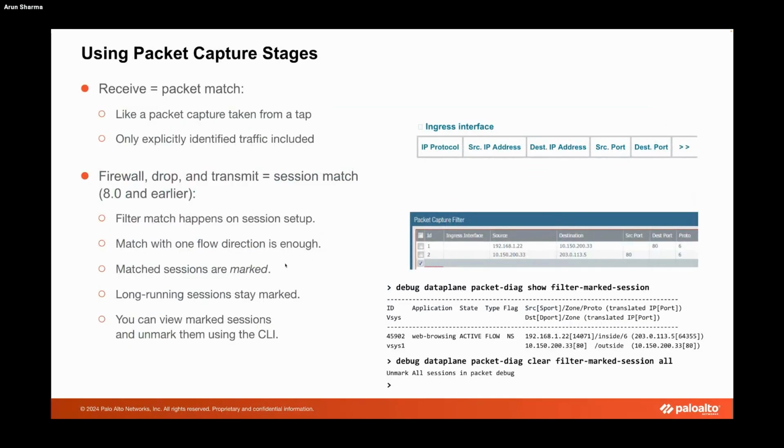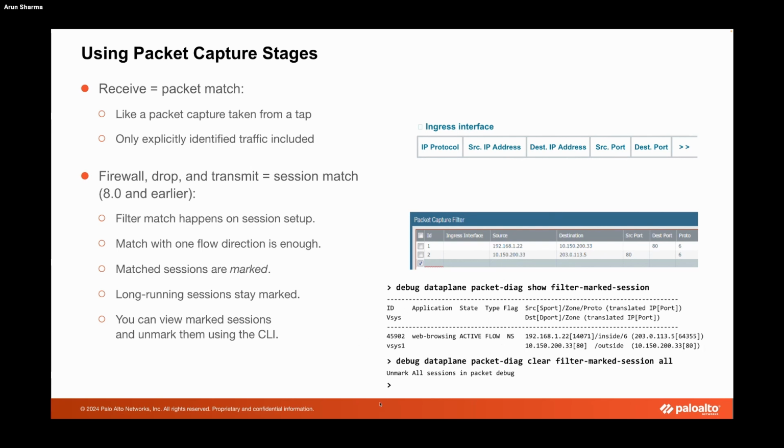Okay, so yeah, these are the staging we have on the firewall. And once we have this enabled, the firewall will start marking these sessions because of the packet capture filter we are using here. So if you run this command, debug data plane packet diag show filter mark session, this is how it will look like in the CLI. So these are the mark sessions.